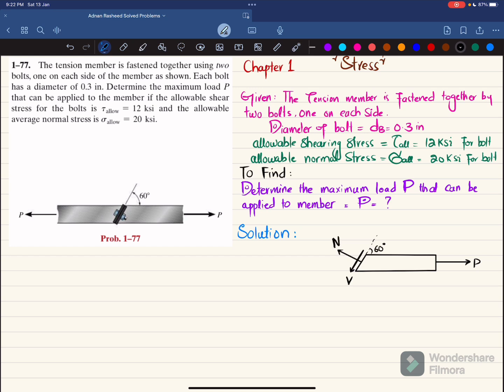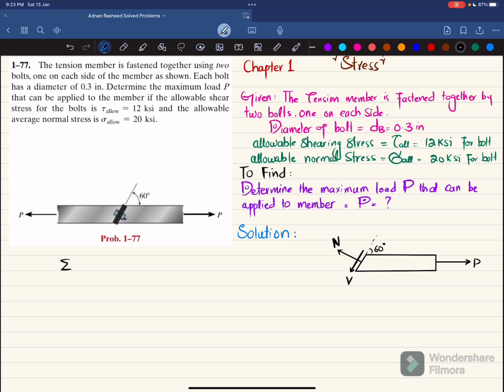So we'll find this normal force N and V in this member, because you can see that this shear force will tend to shear the bolt, and this normal force will cause tension in the bolt. So based on these 2 criteria, we'll find the maximum load P that can be applied. We will find N and V by using the equations of equilibrium.